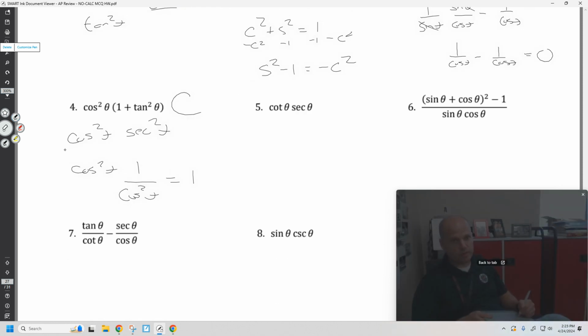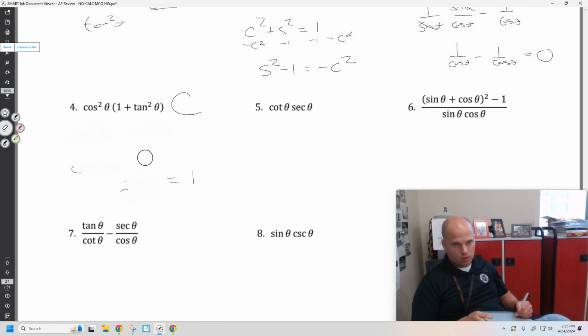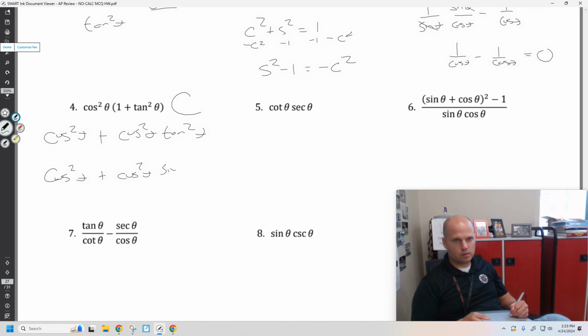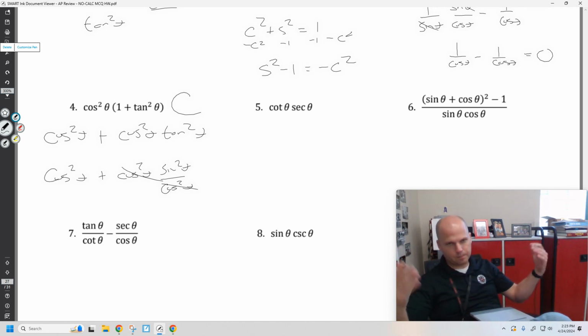What if you distributed? Watch. If you distributed, you get cosine squared plus cosine squared times tangent squared. Well, tangent squared is sine squared over cosine squared, and then those cosine squareds will cancel. You end up with cosine squared plus sine squared. Okay, that's 1. Bam. Lots of options.